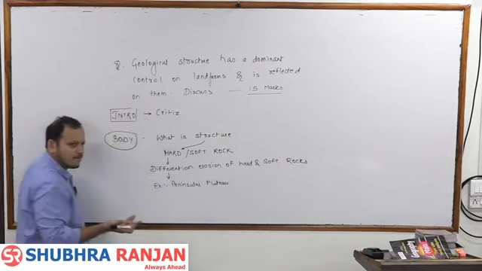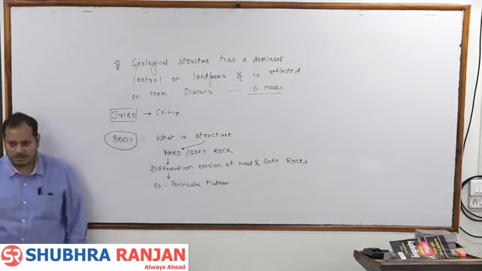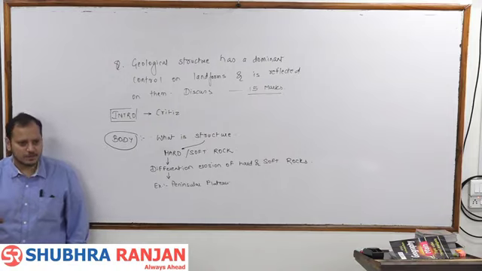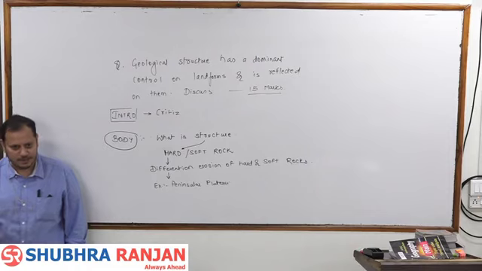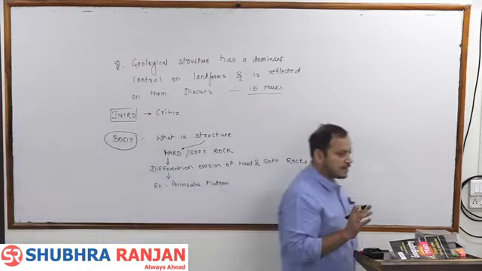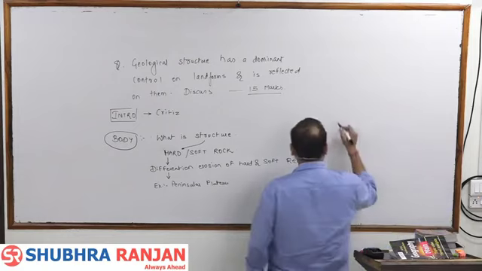Bas khatam answer. Conclusion is an example itself. Right? There is no need of conclusion. Or if you want to conclude, you can conclude that other than the structure, processes also play an important role. Fine? Anything out of this. If you want to draw a diagram, we don't have a specific diagram for this. But if you want to draw a diagram, you can take the diagram.